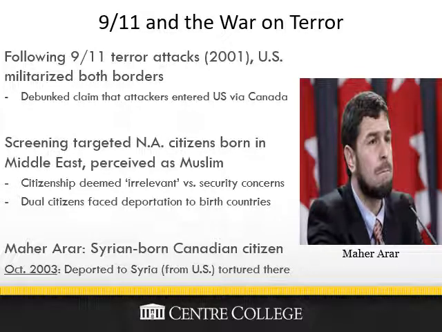This apology came in the year 2007, and he received a cash settlement of some $10 million Canadian that same year. But his detention, nevertheless, was a stark reminder of a number of the changes in the North American security landscape that took place following the 9/11 terror attacks.